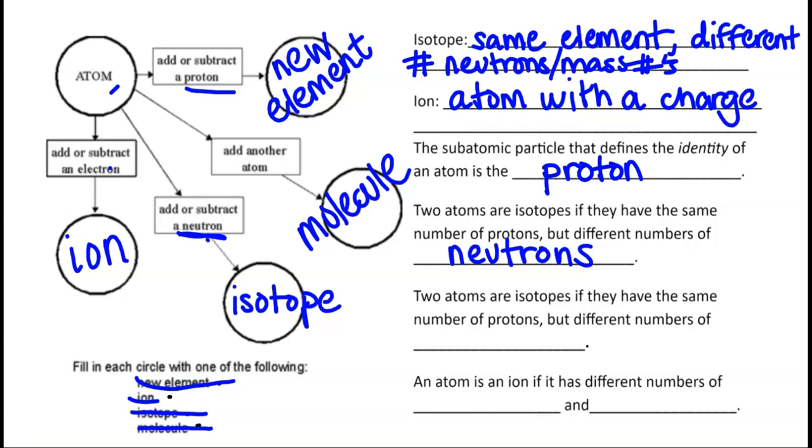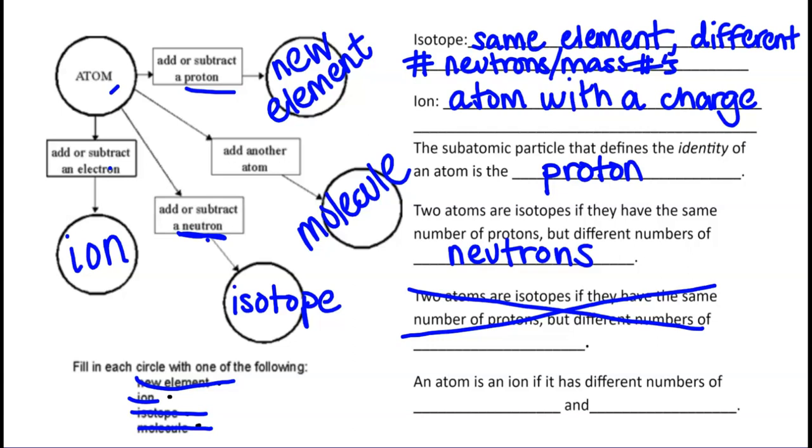The next one says two atoms are isotopes if they have the same number of protons but different numbers of neutrons. We actually filled that in twice, so we don't need to do that again. We'll just cross that out. And then last but not least, an atom is an ion if it has different numbers of blank and blank. So we said that to be an ion, it had to have a charge.